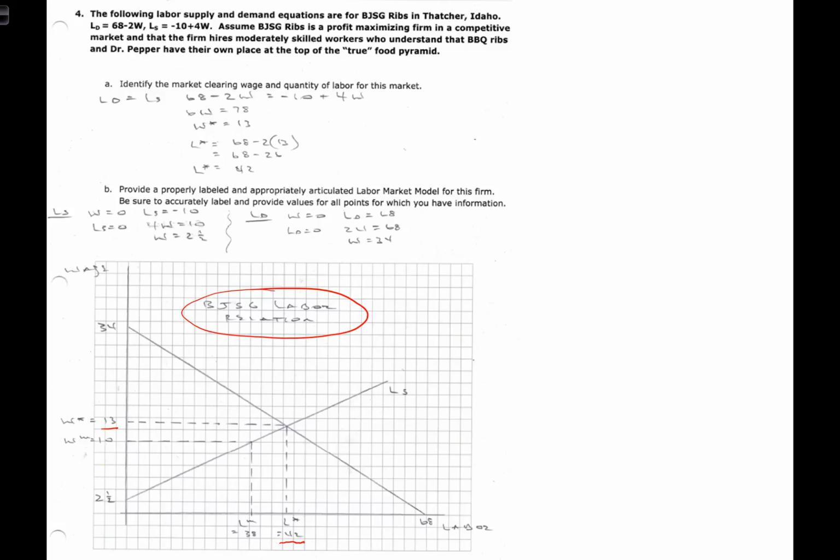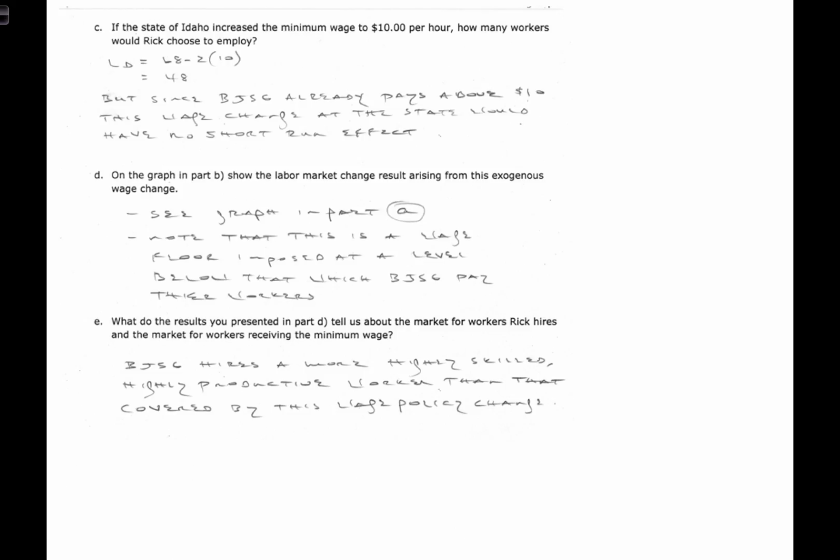In which case, we might have to think, well, where is 10 on this for a wage, and how many workers would supply their labor at 10? But these are moderately skilled workers, and the minimum wage is covering minimum wage workers or low skilled workers, in which case it's not going to affect BJSG at all because they're already paying above 10. Their workers aren't going to be willing to go backwards to 10, and they wouldn't want to take their workers to 10. Their $13 per hour workers are moderately skilled. So in fact, there is no short-term effect on this market model at all. No short-term effect at all.